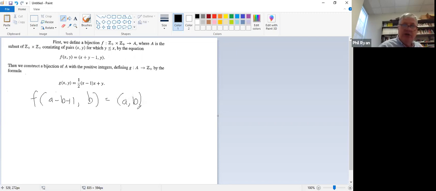Okay, so this is to show it's a surjection, so we can get any element in A, right? So the set of points in Z plus cross Z plus such that y is less than or equal to x, so we want B less than or equal to A. Since B is less than or equal to A, then A minus B plus 1 is going to be in Z plus. Okay, so that shows that F is a surjection and well defined.